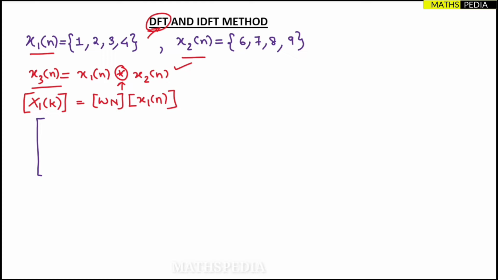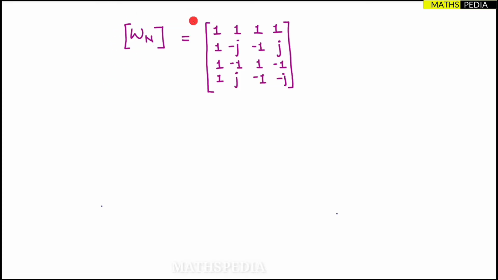Now let us try to write this matrix. x1 of k will be x1 of 0, x1 of 1, x1 of 2 and x1 of 3, since there are 4 elements. Now what will be WN? This is nothing but the twiddle factor. Here we have a 4-point DFT, so let us try to understand that first. Here I have made the matrix for WN, the twiddle factor for the 4-point DFT. You can see the elements in the first row will be 1 1 1 1. Elements in the first column will be the same, 1 1 1 1.